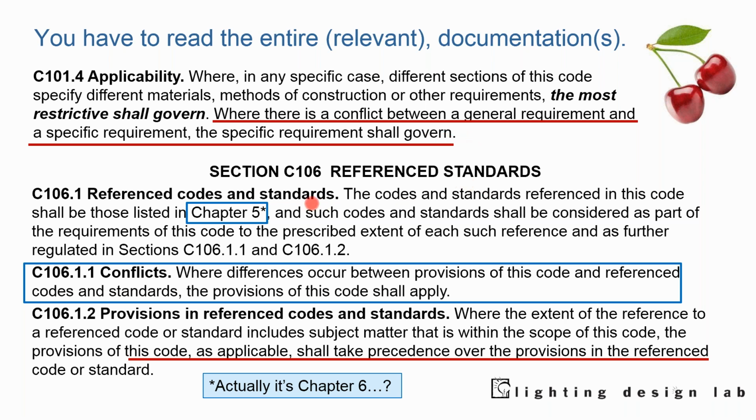And it goes into the reference standards, so they refer back to other documents. They say they're listed in chapter 5, but it's actually chapter 6, near as I can tell. Maybe somebody knows something I missed, but at any rate, we'll ignore that for the time being. Where differences occur between provisions of this code and reference codes and standards, the provisions of this code shall apply. This code as applicable shall take precedence over the provisions referenced in the codes and standards. So let's take a look at what those are.